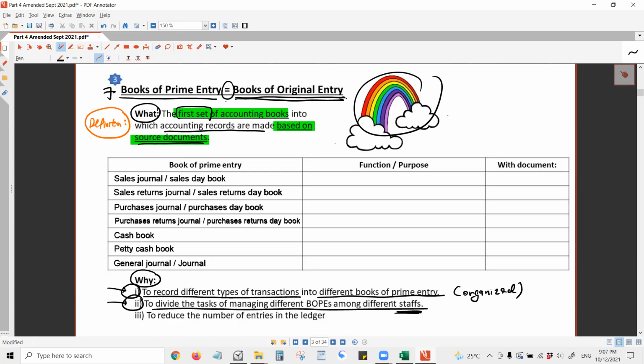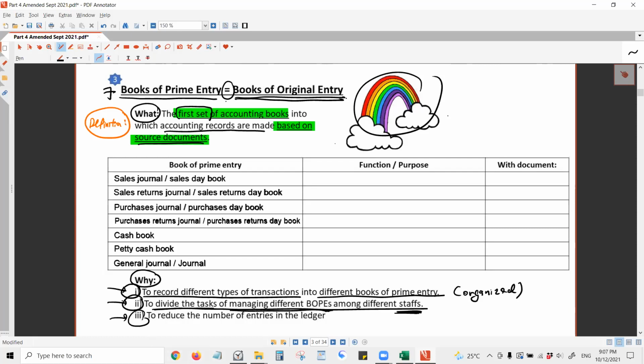So if you have all the transactions categorized into 7 books of prime entry, it would make the allocation of work easier as well, the allocation of tasks easier among the staff. Therefore, you have this reason: easier to divide the task among the different staff in managing different books of prime entry.